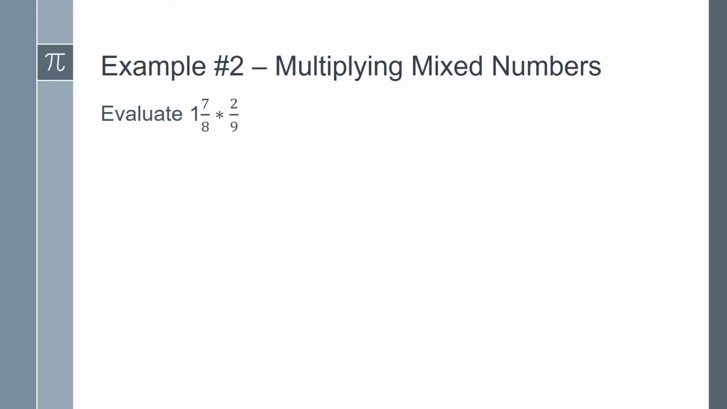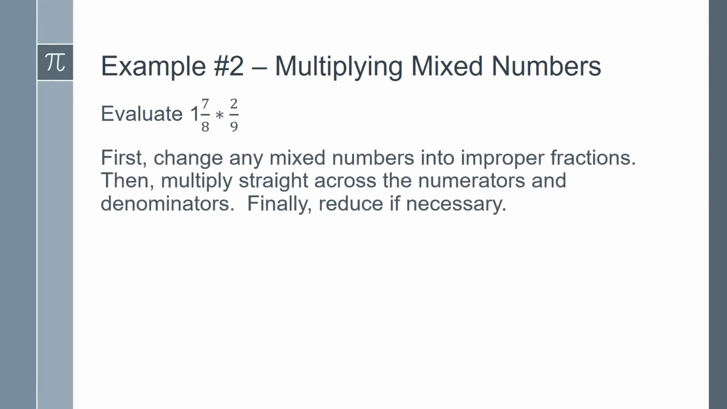For example number 2, we will need to evaluate 1 7/8 times 2/9. This time, we will need to change any mixed numbers that we have into improper fractions. Then we can multiply straight across the numerators, then straight across the denominators. Finally, we will reduce if necessary. We'll start by rewriting the problem.